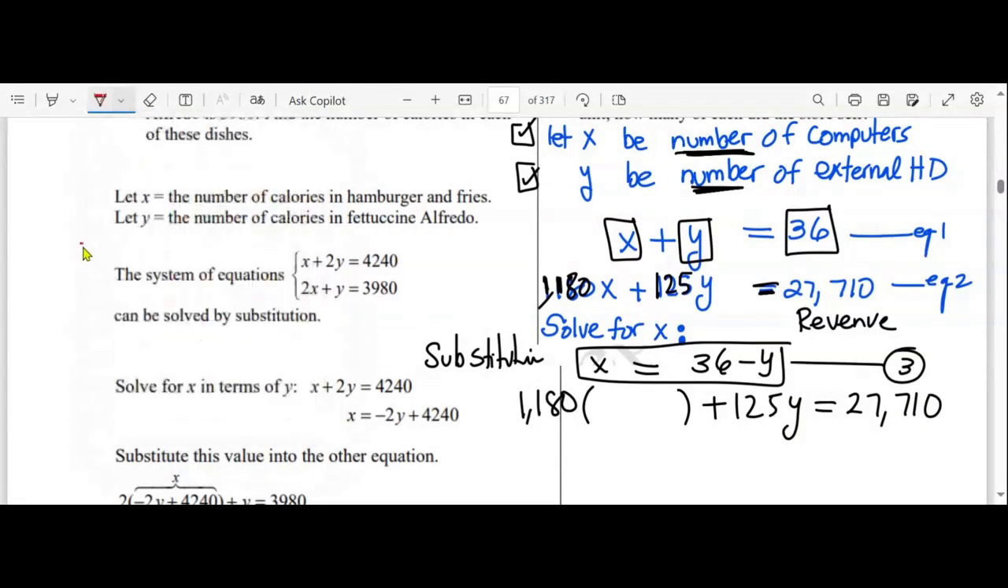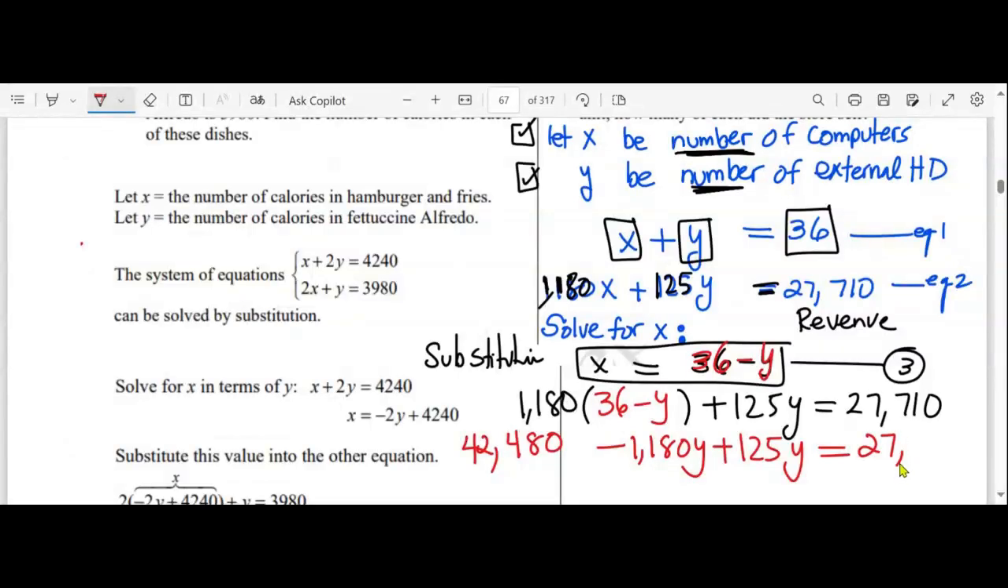Now, how much is x here, mister? 36 minus y. Now you multiply 1,180 times 36. Use the calculator, please. 42,480. Yes, 42,480.